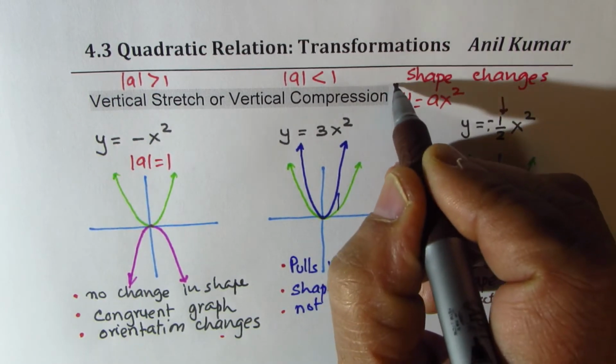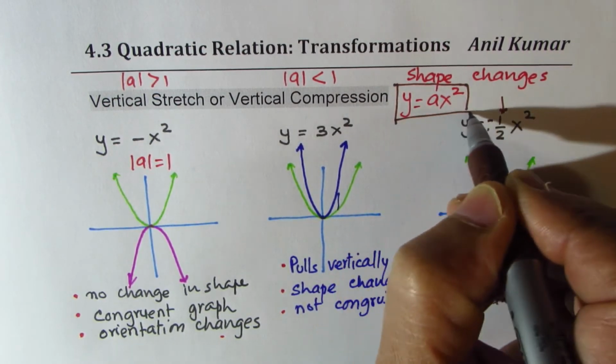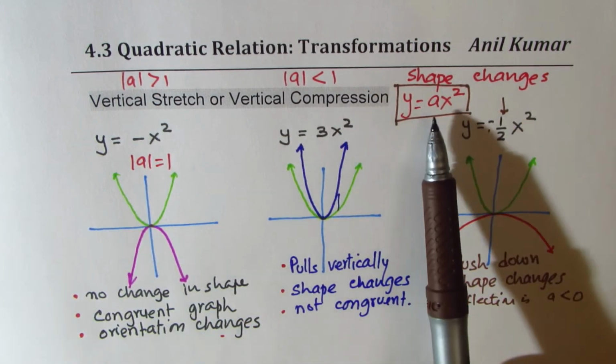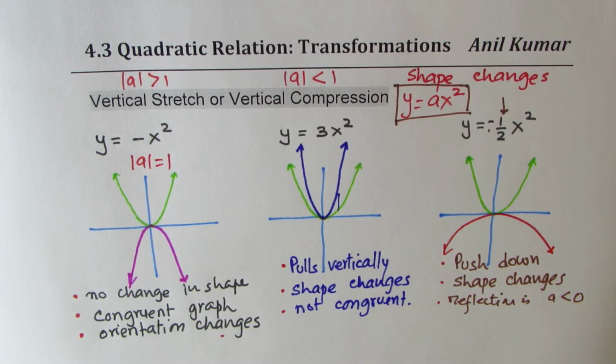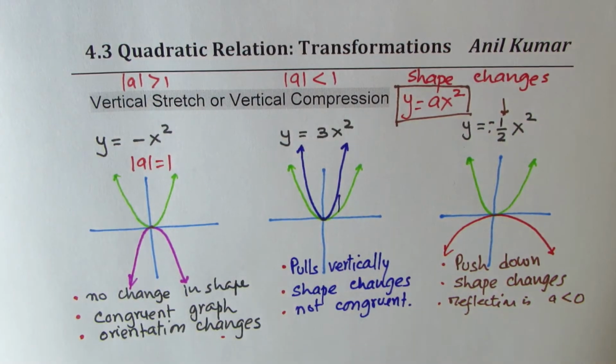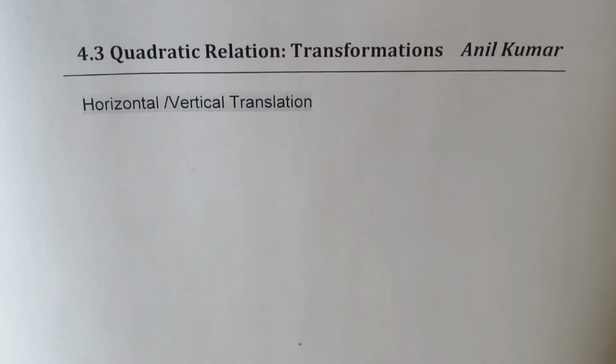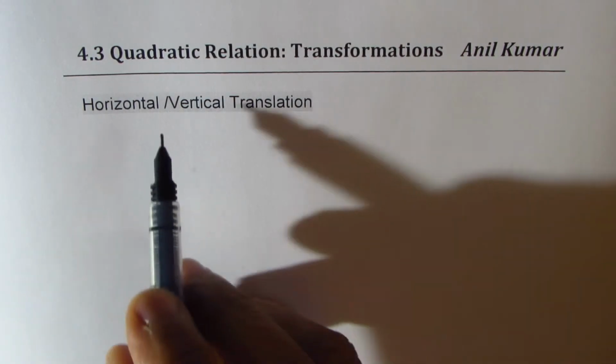Okay, so we're talking about always the parent function x squared, but when it is vertically stretched or compressed, we are looking into this part, the leading coefficient, the coefficient of x squared. I hope that is clear, right? So let's move up and take examples on translation now. So horizontal and vertical translation.